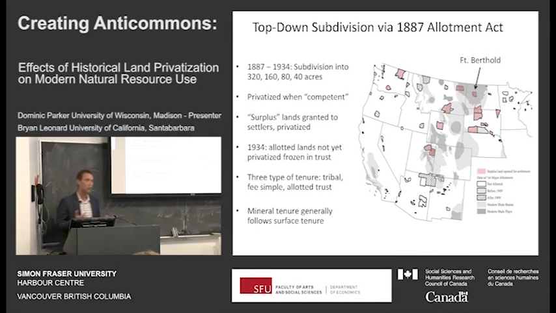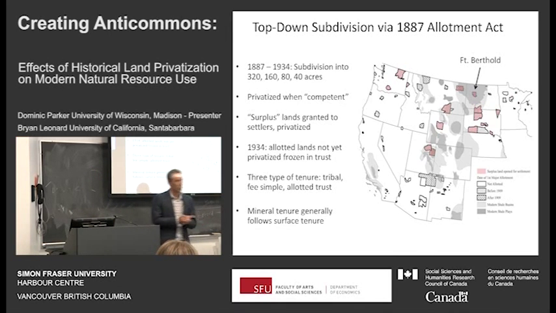And so this process created three types of tenure that we analyzed in our case study. One is tribal land, typically land that was never subdivided and is still owned in common by the tribe and managed through their governments. Fee simple land, which is private property, one owner, one exclusion right. And then this intermediate category, which is hard to categorize, we call it allotted trust. We actually flip-flop in our terminology in the paper because we couldn't decide what to call it.